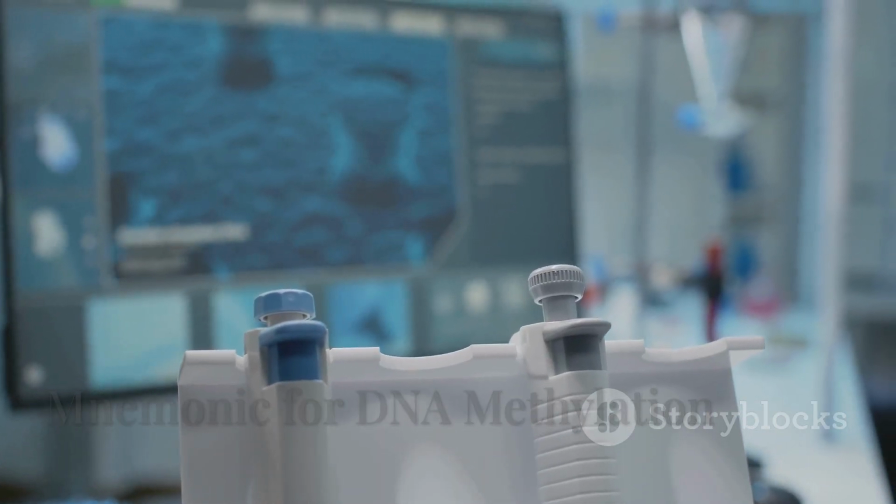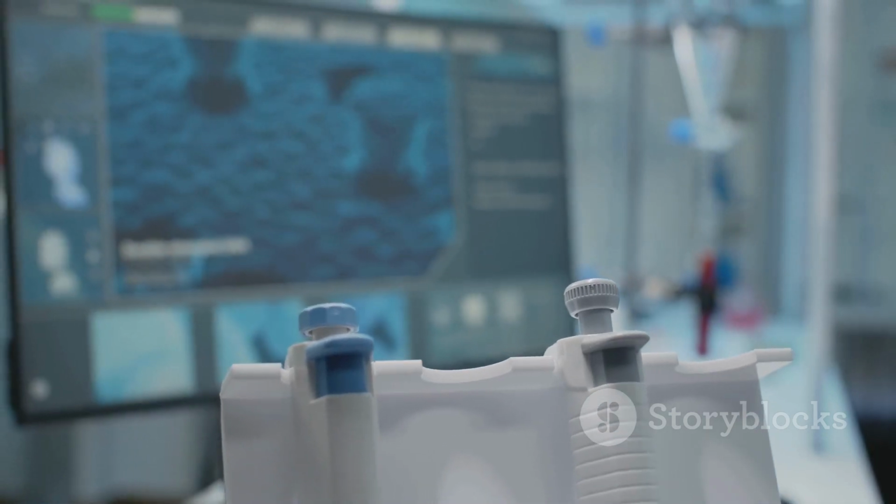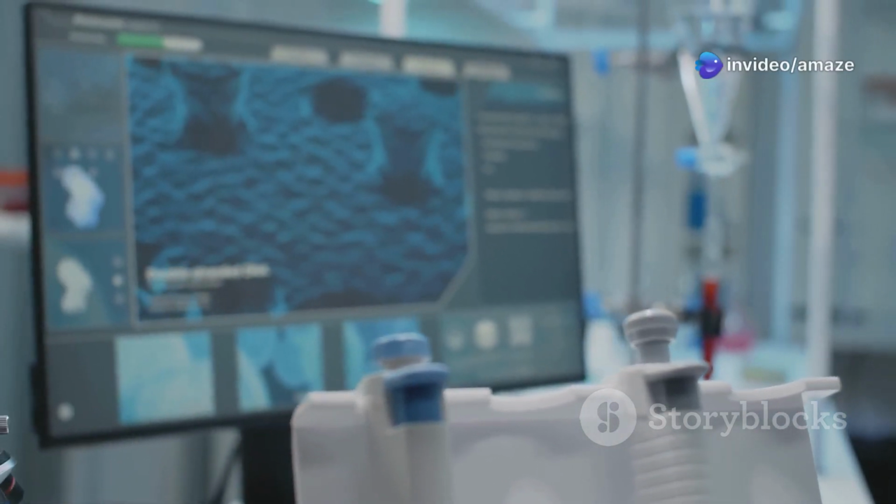Mnemonic: DNA methylation equals muted genes. This process is crucial in X inactivation, genomic imprinting, and tumor suppression.